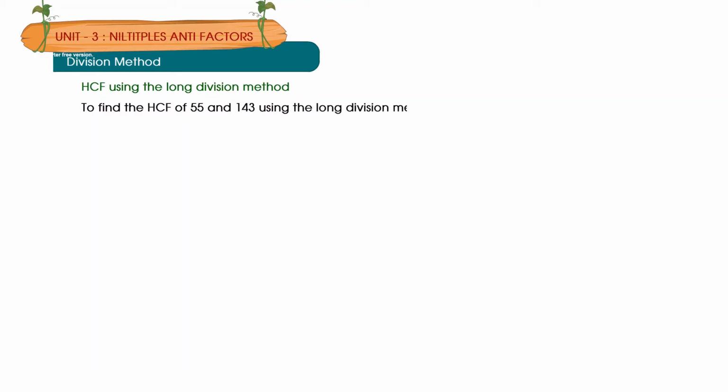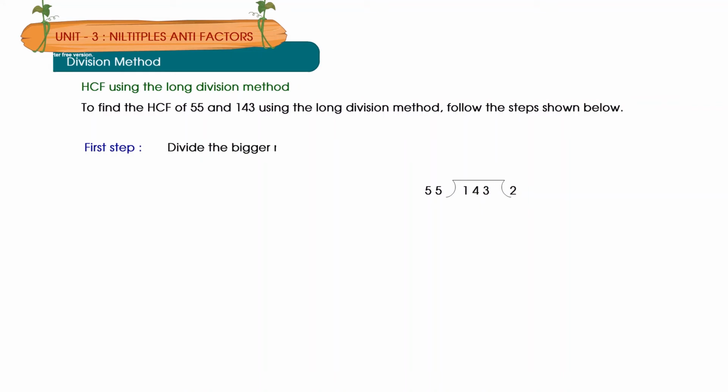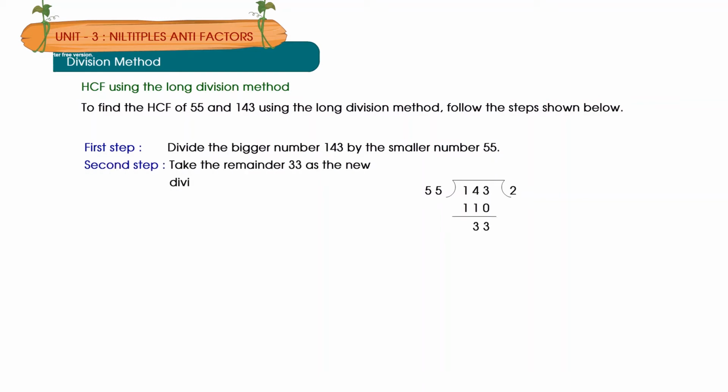Highest common factor using the long division method. To find the highest common factor of 55 and 143 using the long division method, follow the steps shown below. First step. Divide the bigger number 143 by the smaller number 55. Second step. Take the remainder 33 as the new divisor and the previous divisor 55 as the dividend.